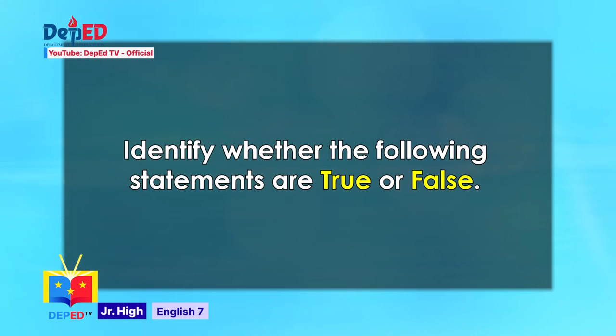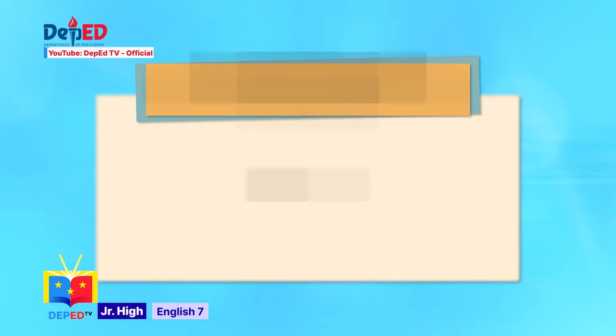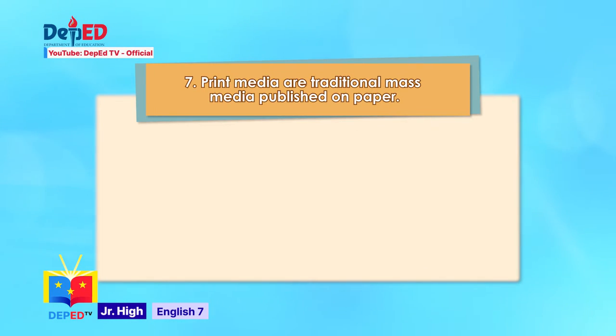Identify whether the following statements are true or false. Number 6. The basic news story structure includes a headline, a lead, a body, and an ending. This statement is true. You're right. Number 7. Print media are traditional mass media published on paper. This statement is true. Very good.